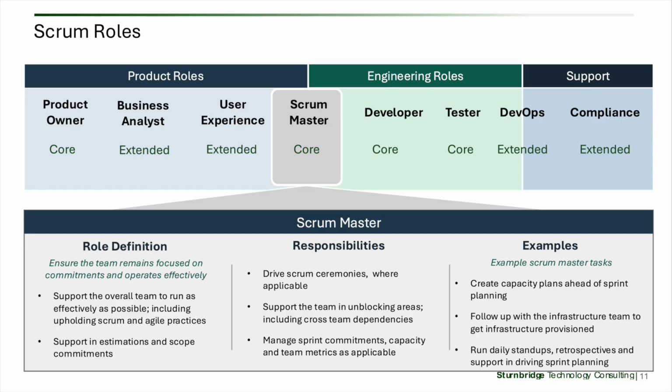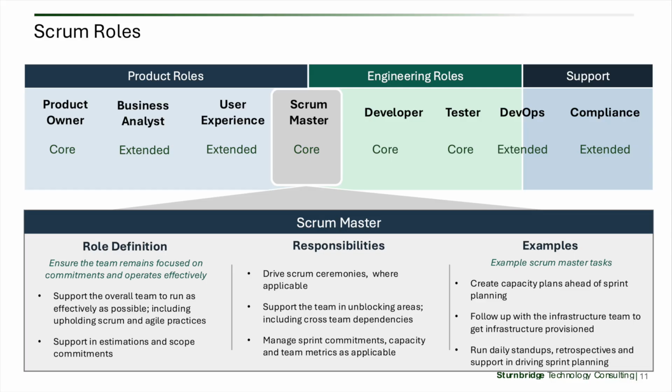The responsibilities in the Scrum process for the Scrum Master are to drive Scrum ceremonies where it makes sense, things like driving the daily stand-up, or other activities as aligned with the team like backlog grooming or sprint planning. The Scrum Master also supports the team in coordinating and unblocking areas that they are currently blocked in, especially when other teams are involved.